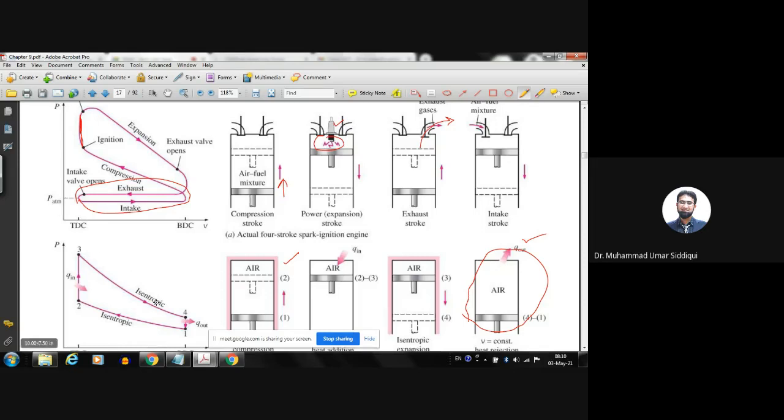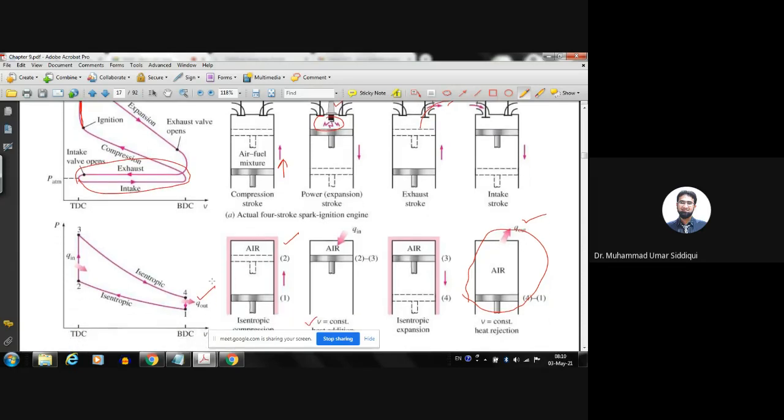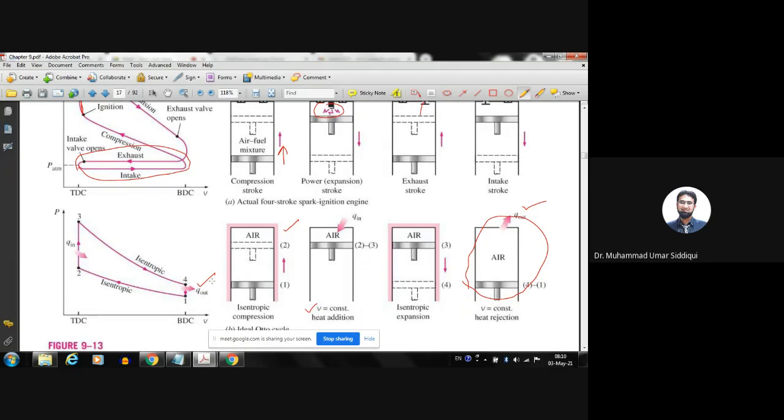Otherwise, in the idealized one, we just assume that there is Q out, and within this Q out, this other stroke takes place. So we have basically 2 strokes in which the actual cycle occurs, and then 2 strokes for the exhaust and intake to occur. So in reality, we have 4 strokes for a complete cycle to take place for these kinds of cycles. So the PV diagram is very important here.